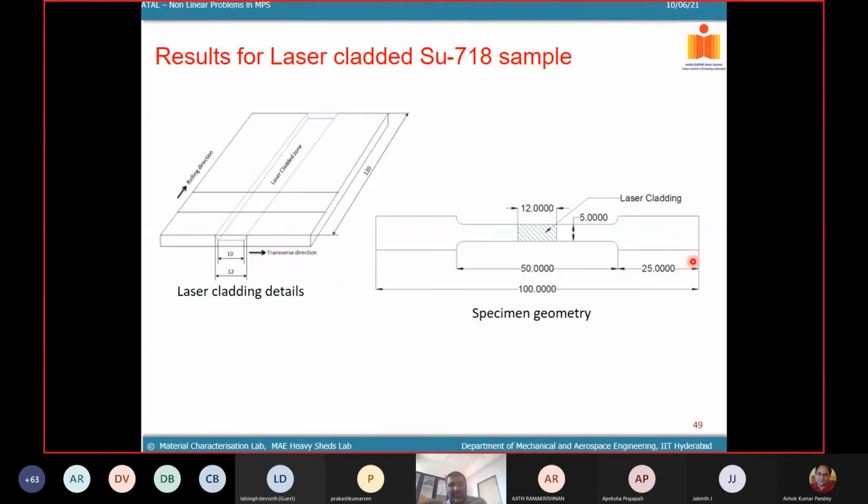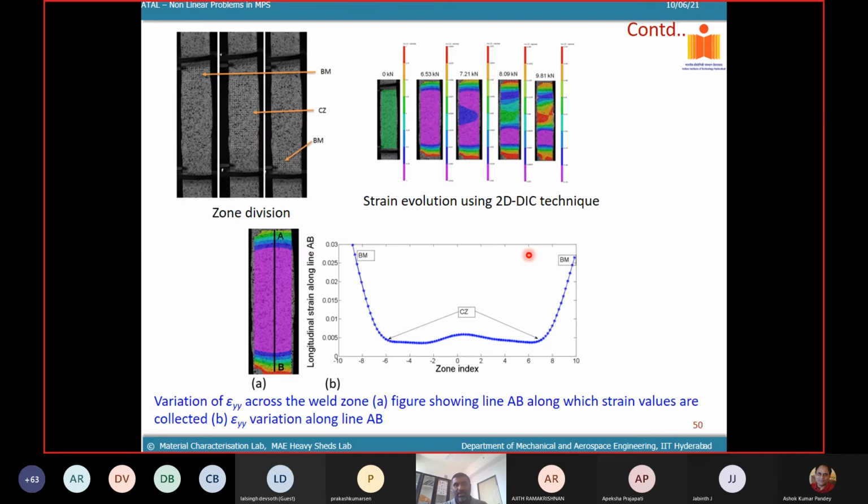So this is for a cladded sample, SU718, and you can see a rolling direction is mentioned, and then you have to do the titanium thing, and they were cladded using a laser beam, and they have taken a sample in the transverse direction. You can see that, and this is your cladding zone, and this is your sample. And when I apply a load, you can see how your strain varies over the cladding zone. Okay. So typically it is lower in the base metal, it's higher in the clad.